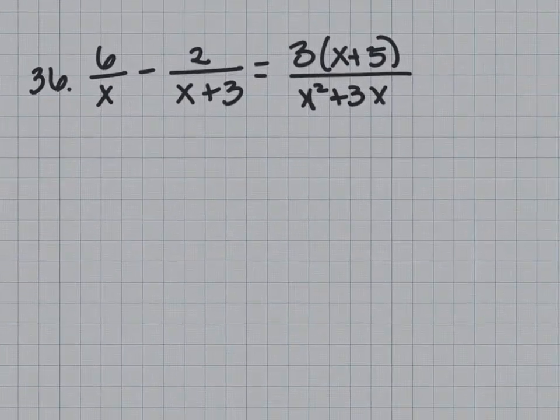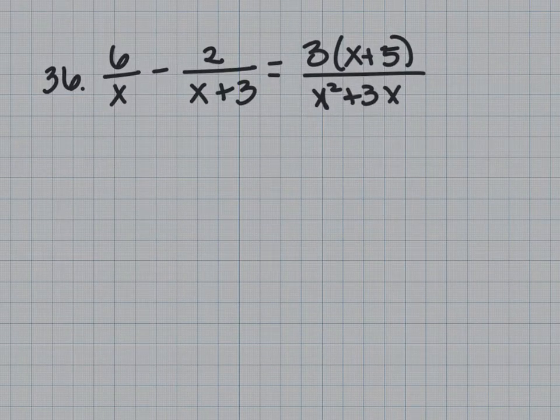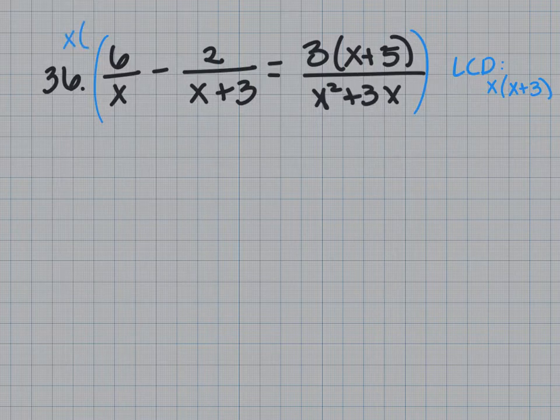Next, we look at 36. In 36, again, we have another fraction, but this time our LCD is not a number. Instead, our LCD is an expression. Specifically, it's going to be x times x plus 3, which if you were to distribute, that would be x squared plus 3x. Okay, so I'm going to multiply everything by x times x plus 3.